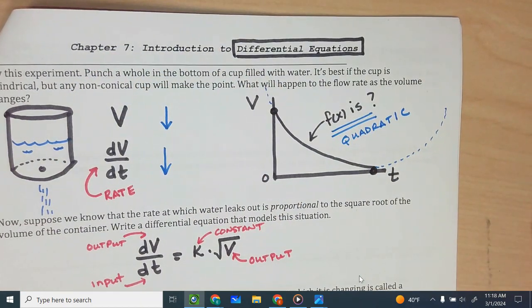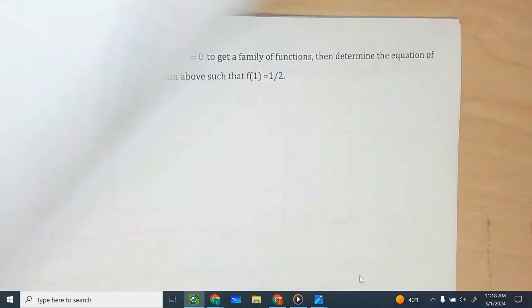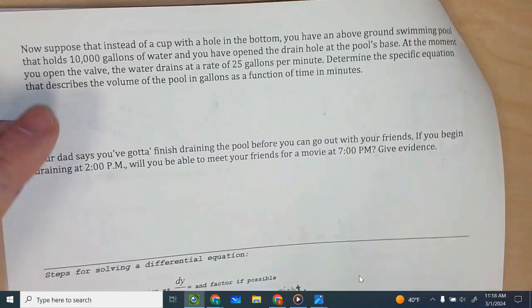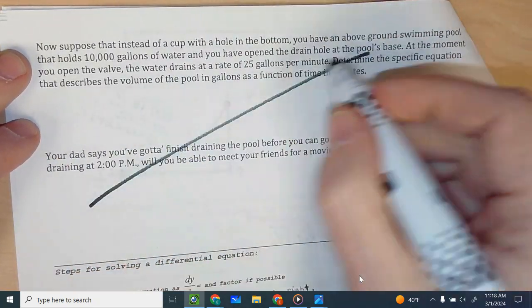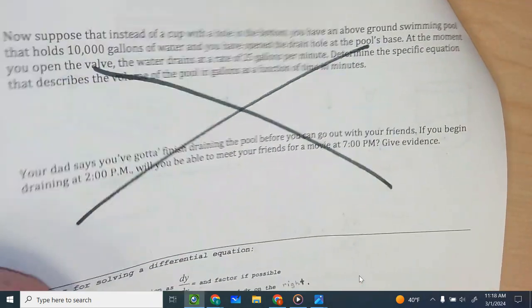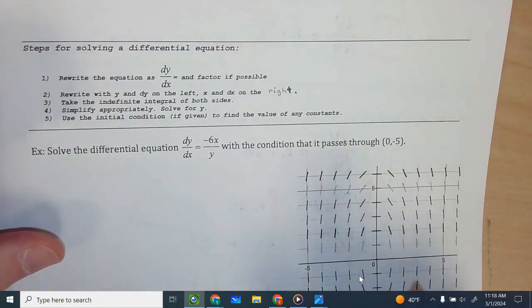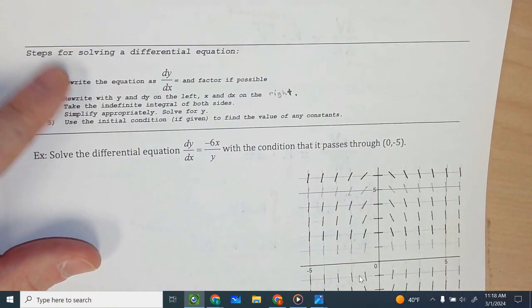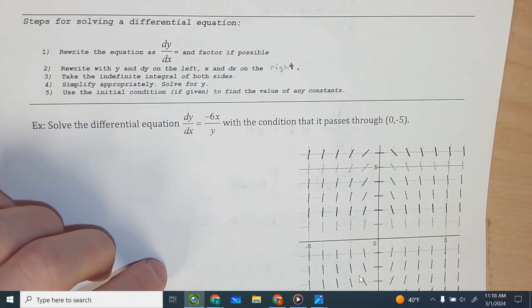Cool. Now that's kind of a high-powered example. Let's go with two a little more straightforward ones. This is a nice extension of that problem, but for the video, I'm going to say let's skip that part. And let's move on down here. These are the steps for solving a differential equation.